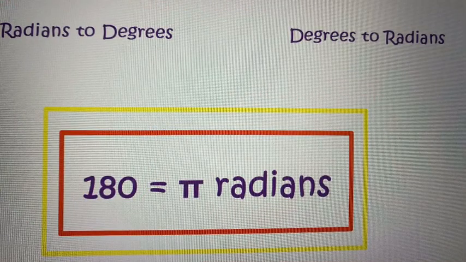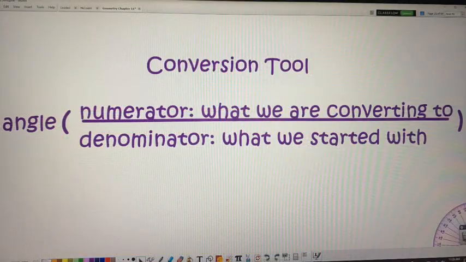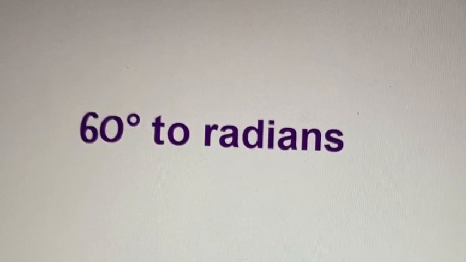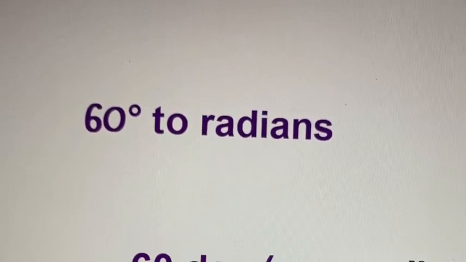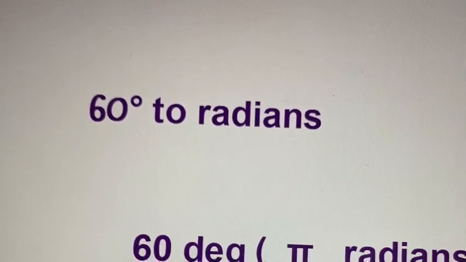Okay, we have one final thing we need to cover, and that is converting from radians to degrees and degrees to radians. You need to remember 180 degrees is equal to pi radians. You also need to remember this conversion tool. The conversion tool is the angle times the numerator, which is what we're converting to always, over the denominator, what we started with. All right, we're doing 60 degrees to radians. We're starting with degrees and we're moving to radians.